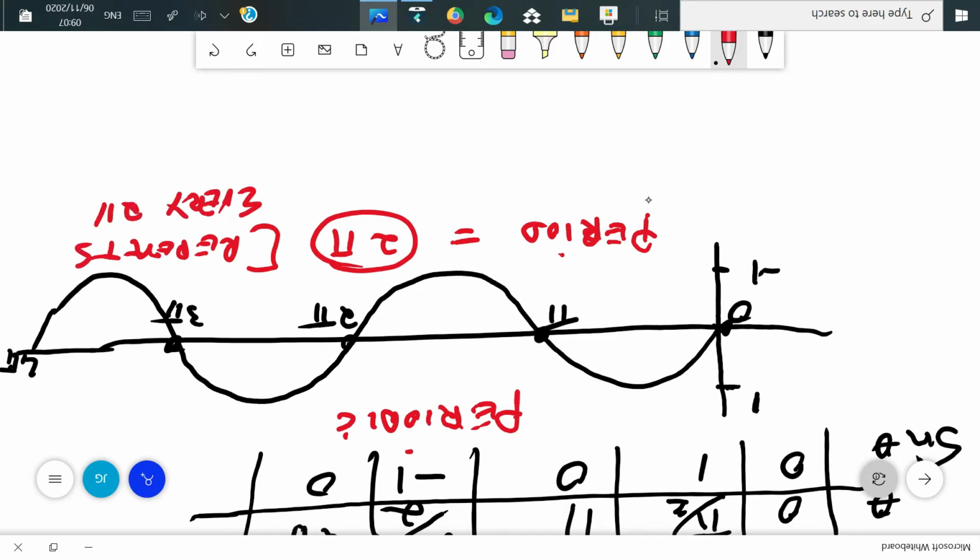Now, this is a popular enough kind of question in the exam now. And they link this with calculus big time. So that graph has a period of 2 pi. It repeats every 2 pi.